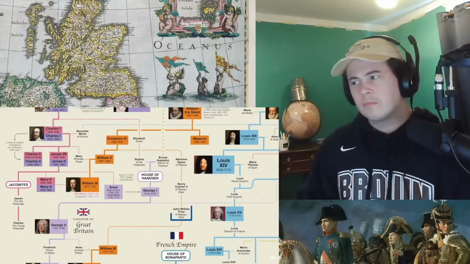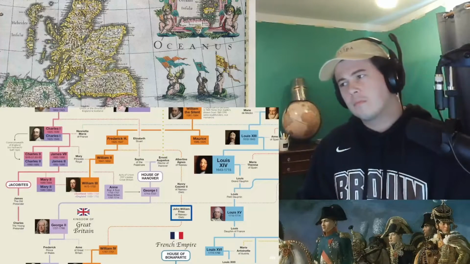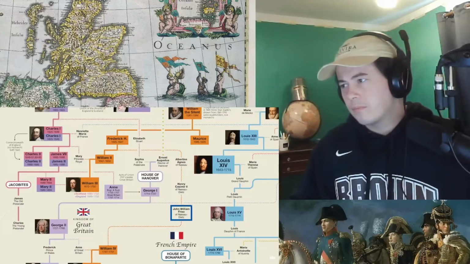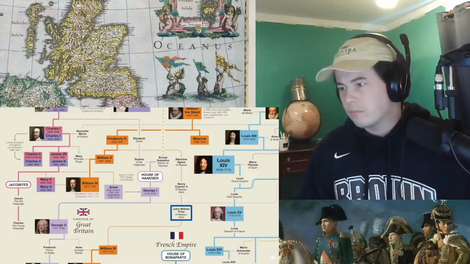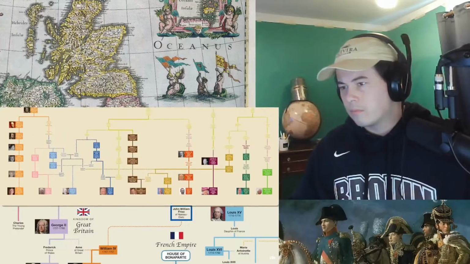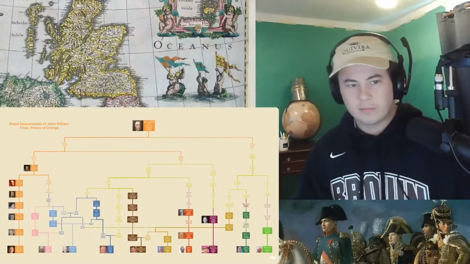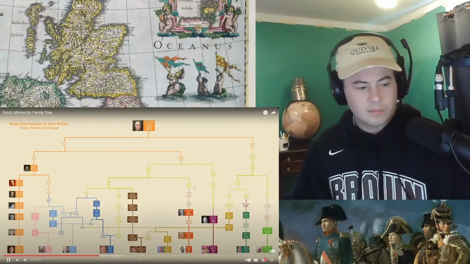Now, John William Friso is mostly known among those interested in royal genealogy because up until last year, he was the most recent common ancestor of every current European monarch. Here's a chart made by a fan, which shows his connection to 10 current monarchies.